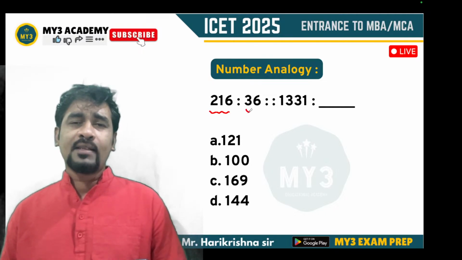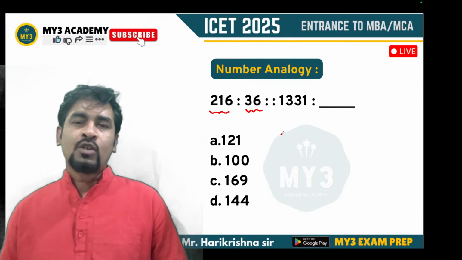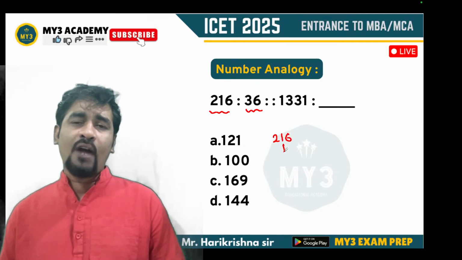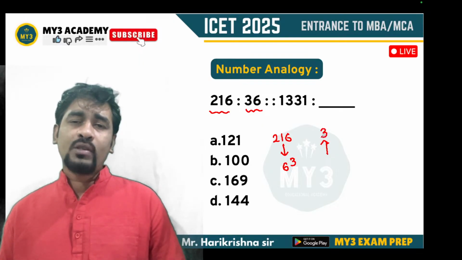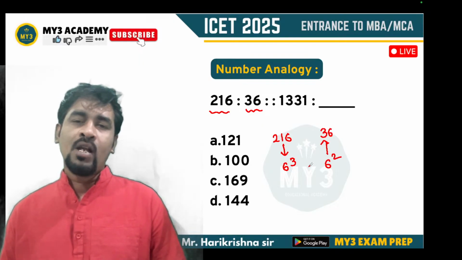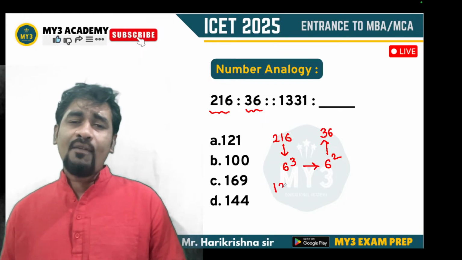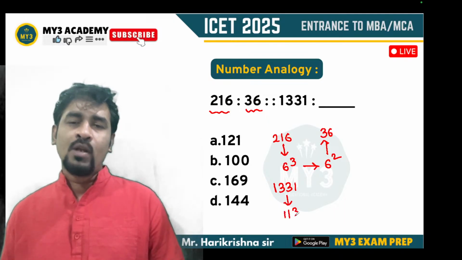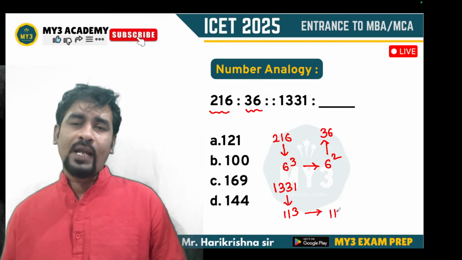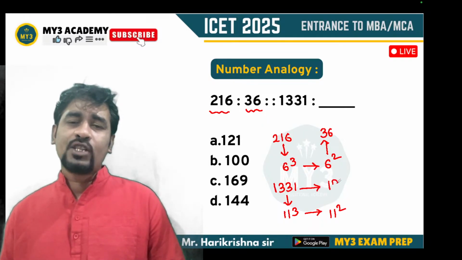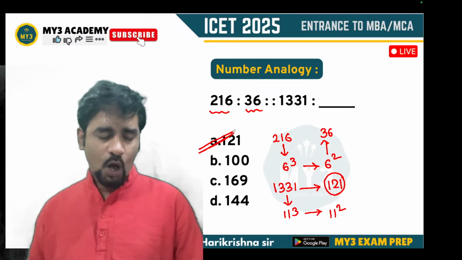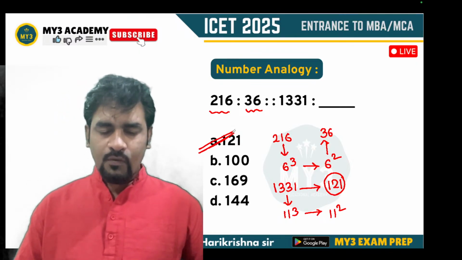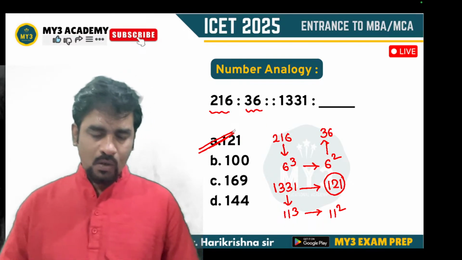So 216 and 36, what is the relationship between them? As soon as you see 216, immediately you have to realize this is a cube number, which is going to be 6 cube. And what about 36? 36 is going to be 6 square. So 6 cube becomes 6 square. And we have the number 1331. How can we write 1331? 1331 is basically 11 cube. So 11 cube will be 11 square. So what is the 11 square value? 11 square is 121. So mark your answer choice as 121, which is available as option A here. Hope everyone is clear.